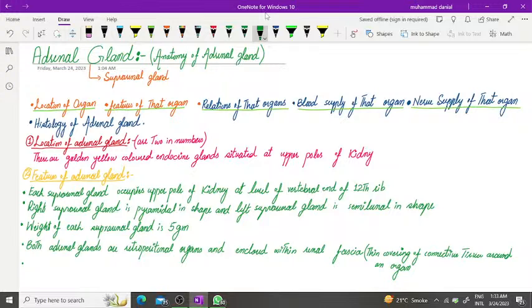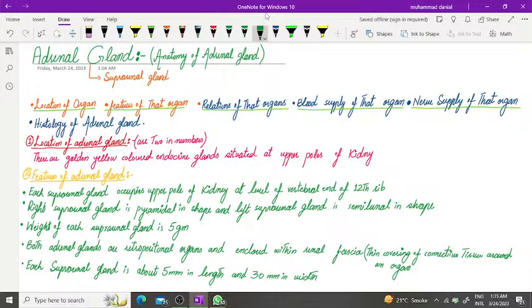Each suprarenal gland is about 5 millimeter in length and 30 millimeter in width. Okay, so this is about the features of the adrenal gland.